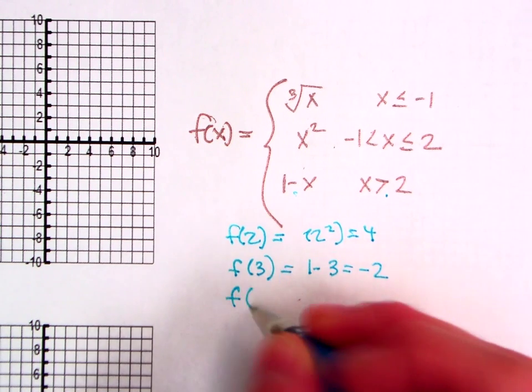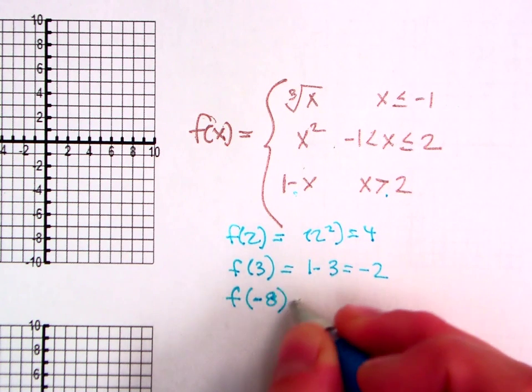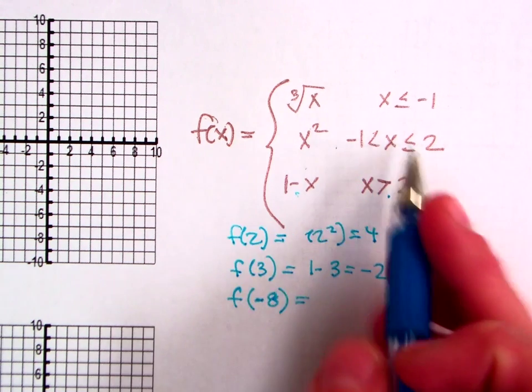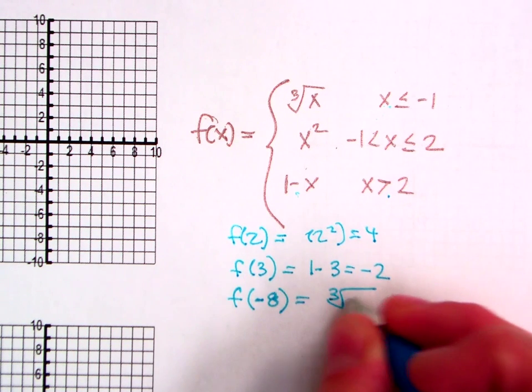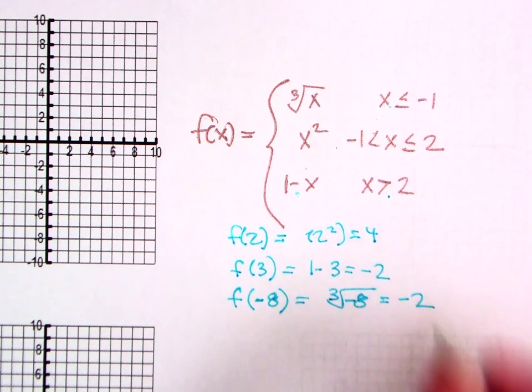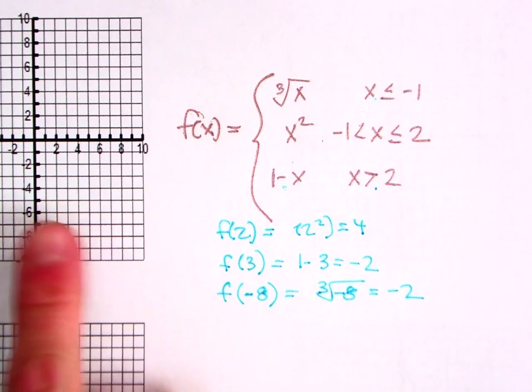And lastly, if I gave a number like negative 8, that's less than negative 1, so that would fit into the first piece. So we can do that without even graphing the function. But let's graph the function, and then we can check our answers here and make sure it matches on our graph.